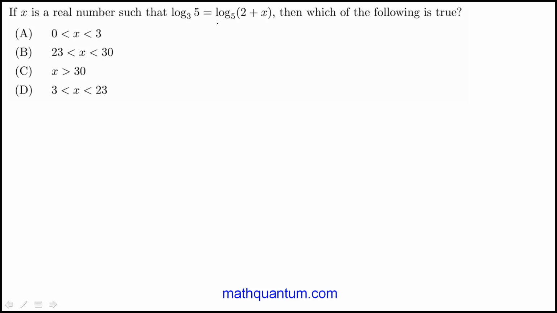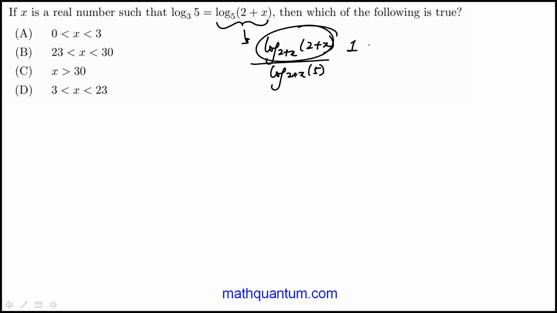So this is a hard question, and we'll start by changing this to base 2 plus x, and it will become clear why that is the best approach. And this would be log base 2 plus x of 5. This piece is 1, and this whole thing is equal to log base 3 of 5. So if I swap them, that becomes 1 over log base 3 of 5.